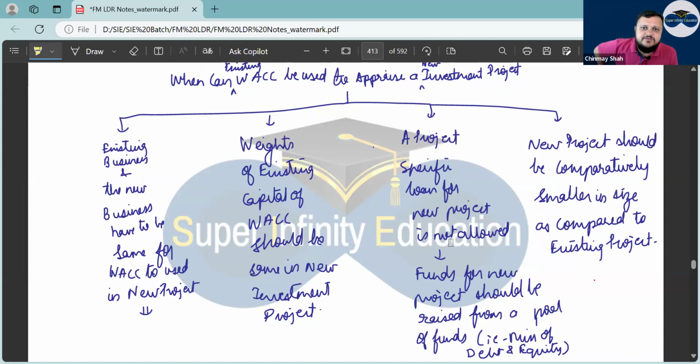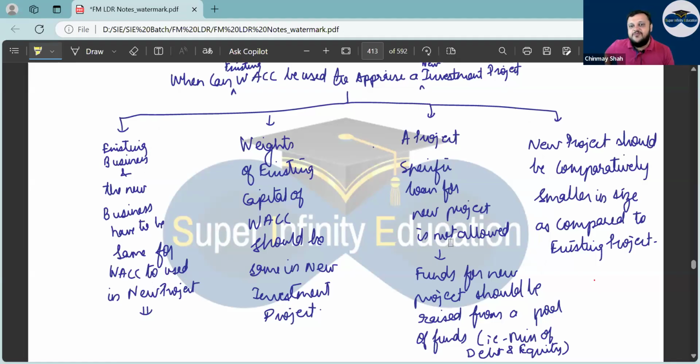When can existing WACC be used to appraise a new investment project? Existing WACC of the existing company can be used to appraise if, first point, the existing business and the new business have to be similar for WACC to be used in the new one. If two differing businesses, then existing WACC cannot be used for the new business. Correct? The weights of existing capital of WACC should be the same in the new investment project. The capital weights of the old company should be the same in the new company.